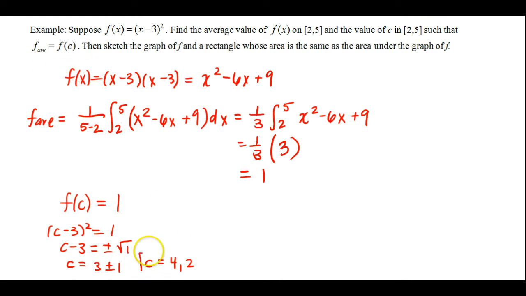So there's 2 and 4. So the very last thing we're going to do is sketch the graph of f and a rectangle whose area is the same as the area under the graph of f.